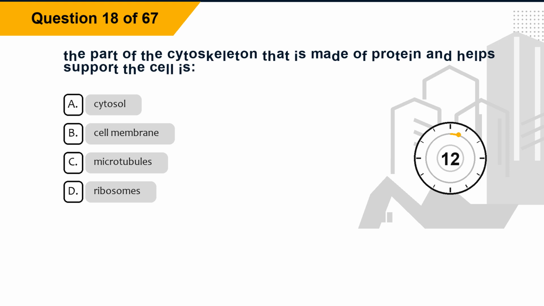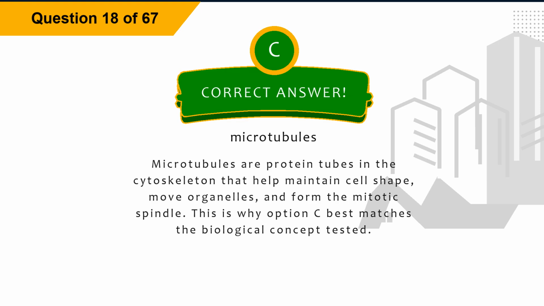Question 18. The part of the cytoskeleton that is made of protein and helps support the cell is option A, cytosol. Option B, cell membrane. Option C, microtubules. Option D, ribosomes. The correct answer is option C, microtubules.